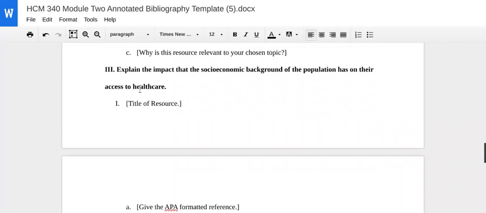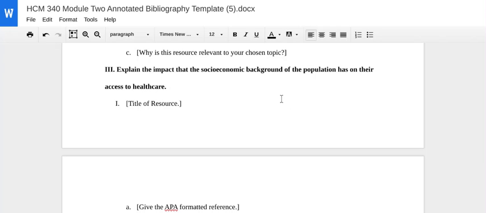Down here, you're going to look for a resource that talks about the impact of the socioeconomic background of the population. What is happening with this population socioeconomically that is getting in the way of their access to health care? Do veterans not have the income that's needed to get services if they can't get them through the VA? Do older adults have fixed incomes that make it impossible for them to afford really high drug costs?